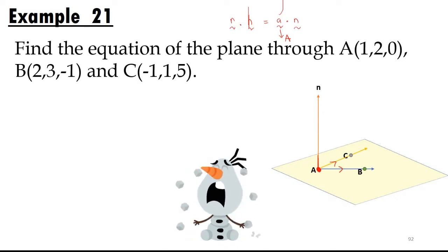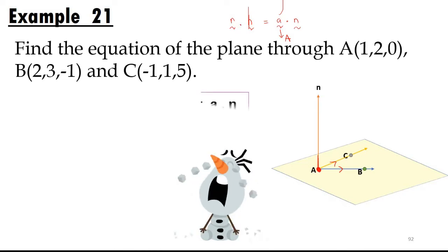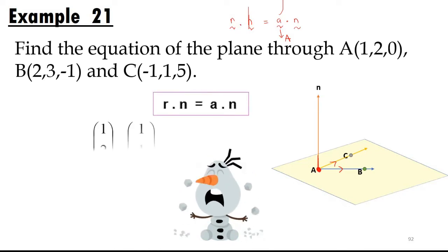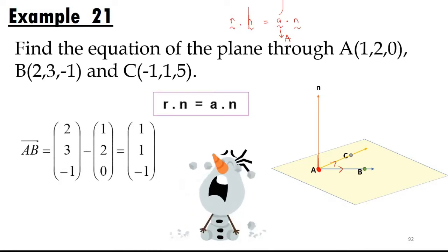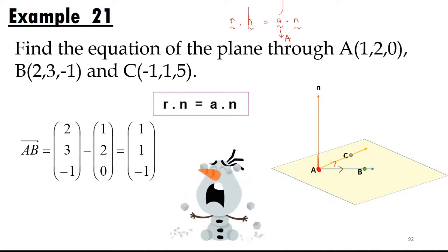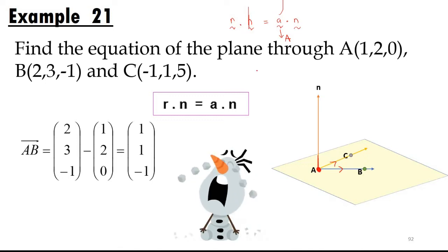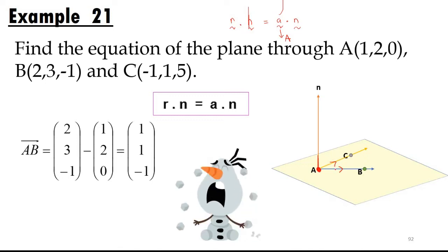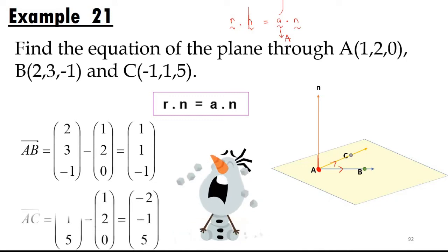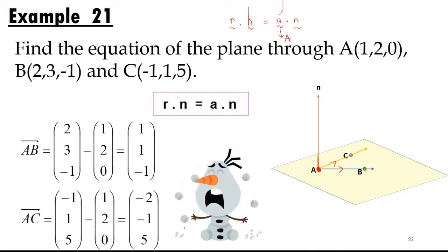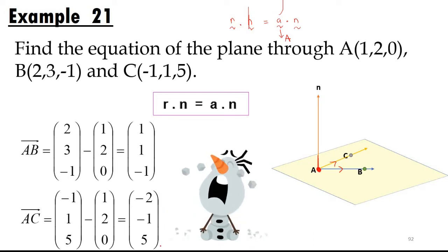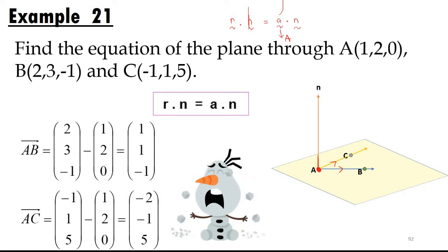Okay, so let's find out what is AB. So AB is B minus A. So (2, 3, -1) minus (8, 1, 2, 0)... you got (1, 1, -1). That one is AB. And I have to find out what is AC. So AC is C minus A. So (-1, 1, 5) minus (8, 1, 2, 0). You will get (-2, -1, 5). So this is AB and AC, the direction vectors.